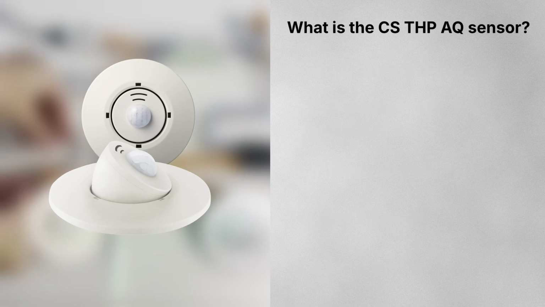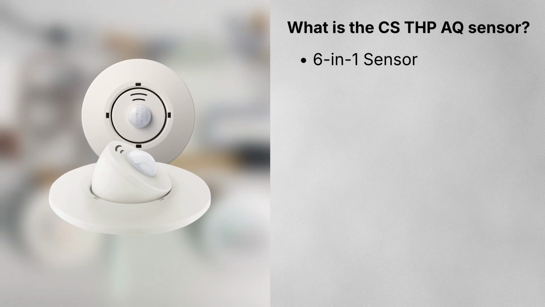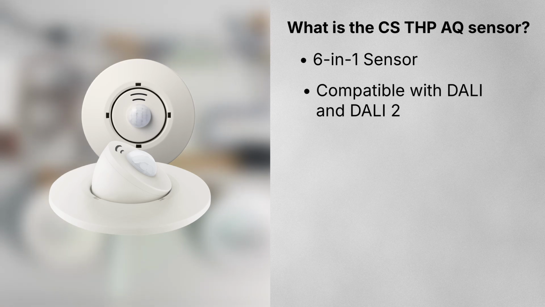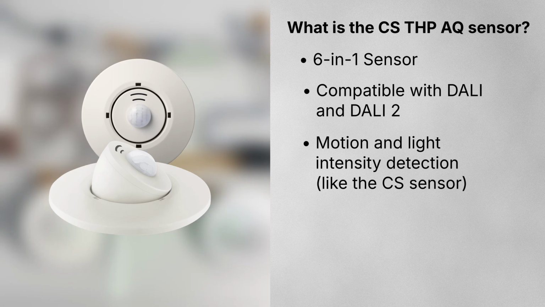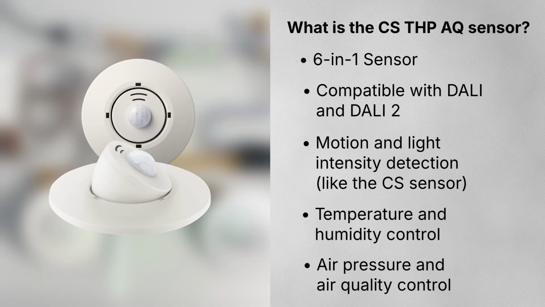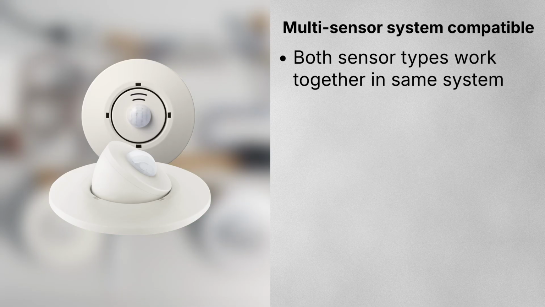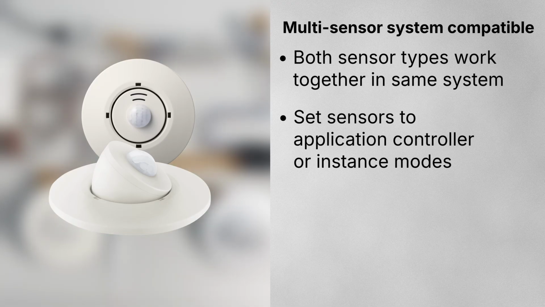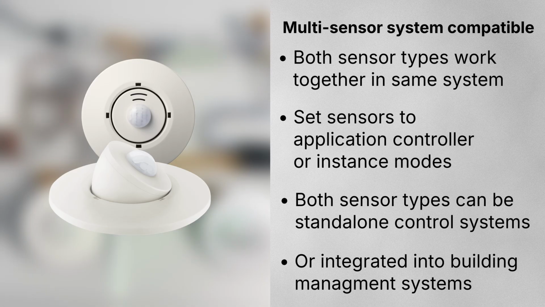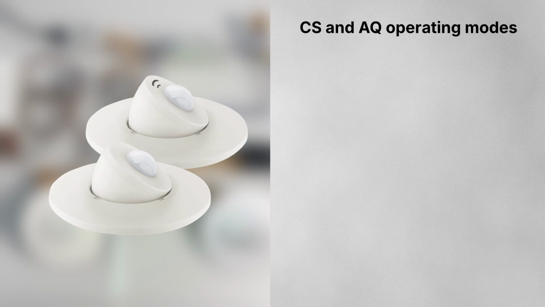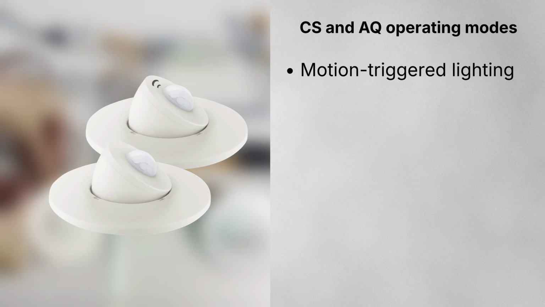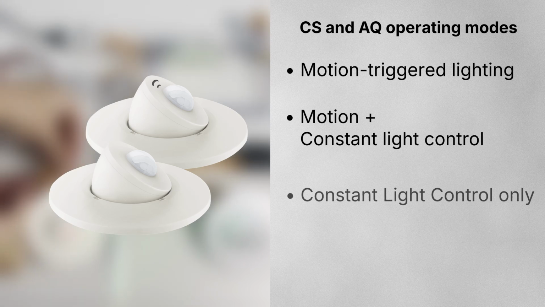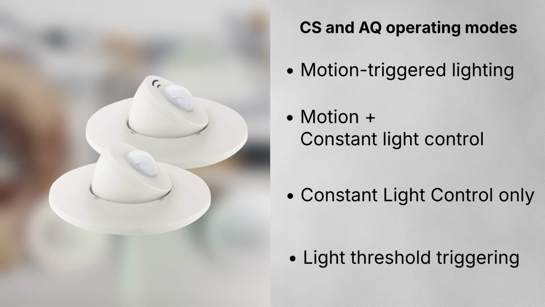The DALI 2 CS THP AQ sensor is a 6-in-1 sensor designed for DALI and DALI 2 systems. It captures motion, light intensity, temperature, humidity, air pressure, and air quality. Both the CS sensor and the CS THP AQ sensor can be part of the same system and can be set up in either application controller mode or in instance mode, making it suitable for standalone control or integration into building management systems. Both the CS and the AQ sensors support 4 operating modes: motion-triggered lighting, motion and constant light control only, and light threshold triggering.